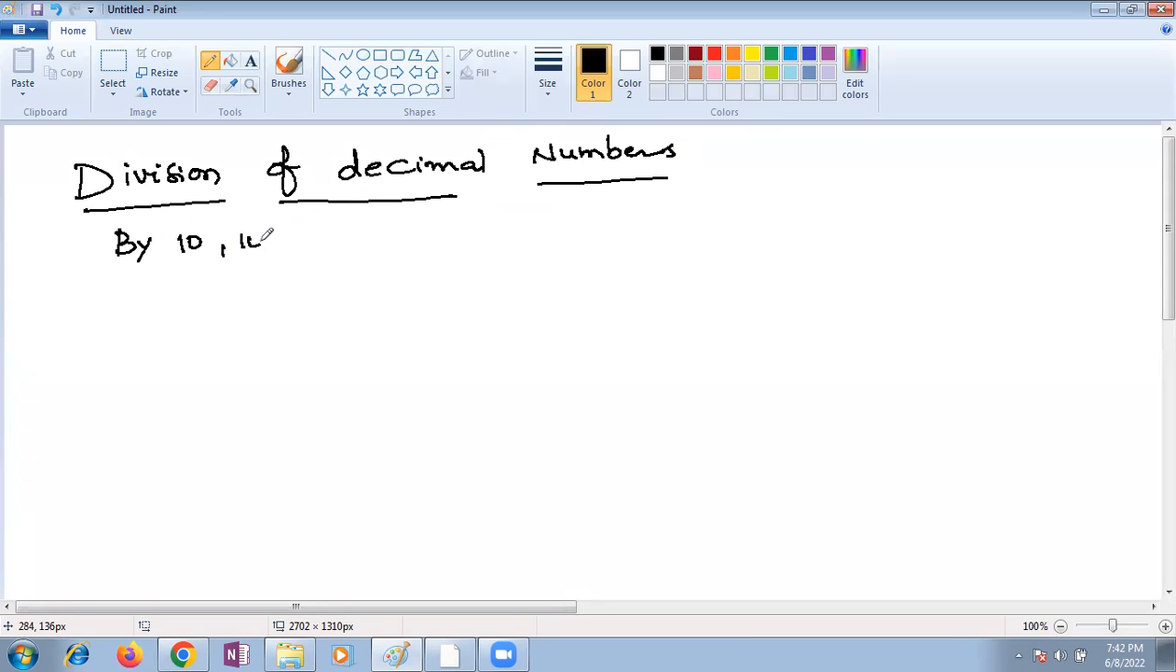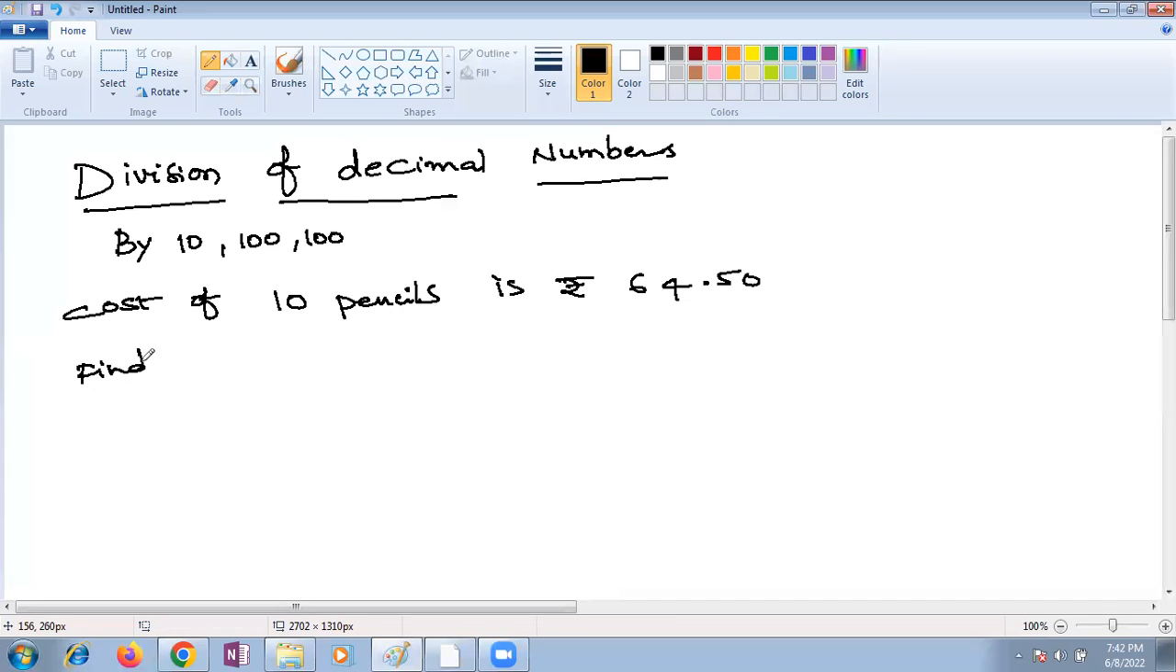Division by 10, by 100, by 1000, we will do. Division by 10 and by powers of 10 is easy to do. The cost of 10 pencils is given as rupees 64.50, and you need to find the cost of one pencil. You know many things, children, but you want to find only one. So what should you do? You should do division.